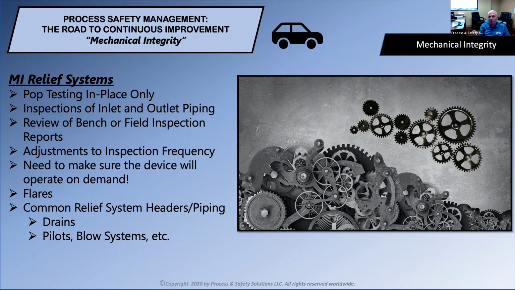That doesn't mean you don't test and inspect them. You have to develop your own inspection and testing to fit that need. Also, making sure, for example, if you have pilot flares, that the pilot system is working the way it needs to. And maybe if you have steam injection, making sure that the steam injection is working.